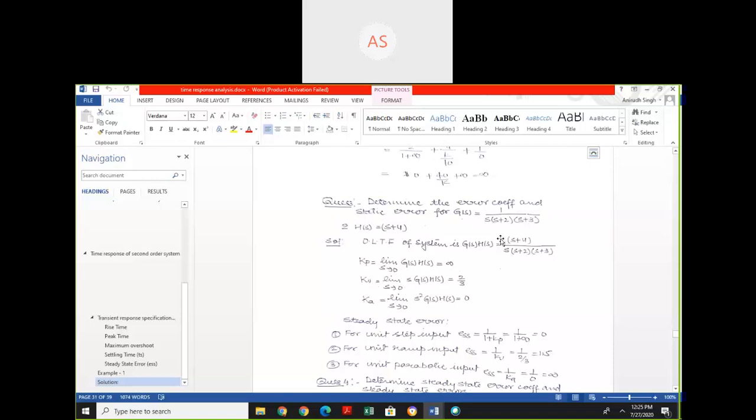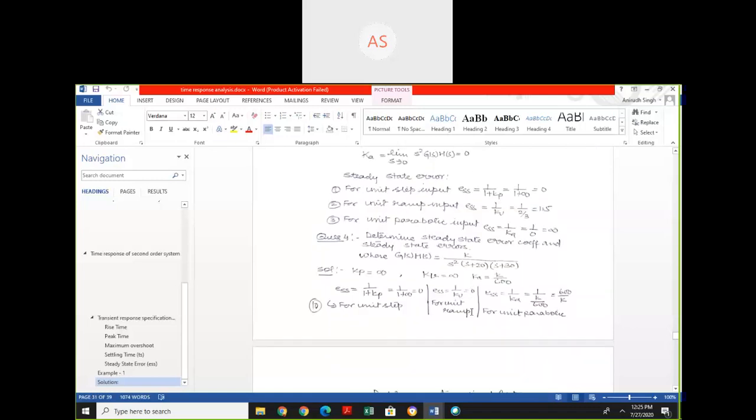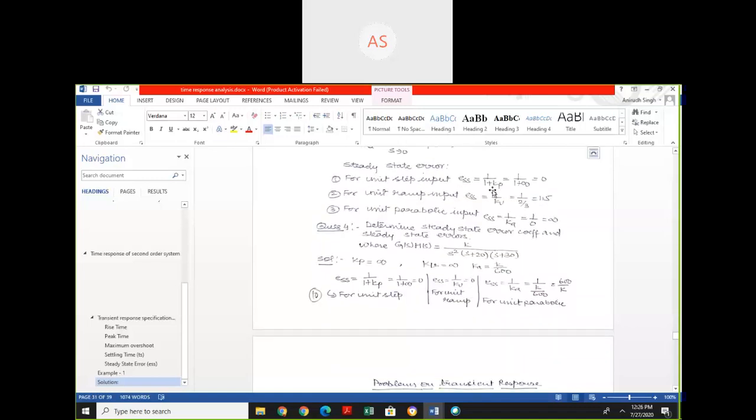Kv, here we multiply s, s cancels, and we get the value of Kv is 2 by 3, and the value of Ka is limit s square. If we multiply s square, then this square is cancelled by this, and s is approaching 0, so the value of Ka is 0. The corresponding steady state error is given by this. If we substitute the values of Kp, Kv and Ka, we get the corresponding steady state errors 0, 1.5 and infinite.